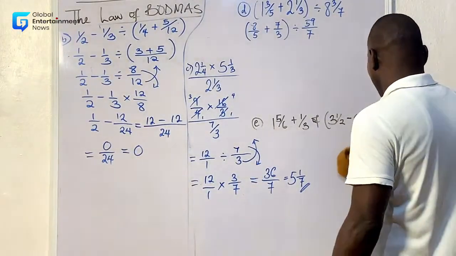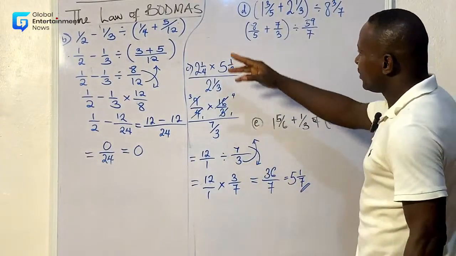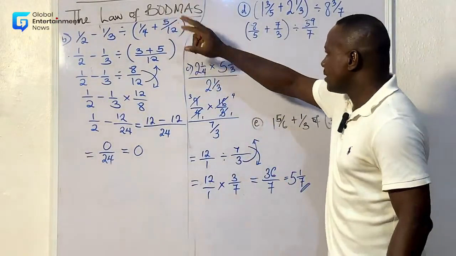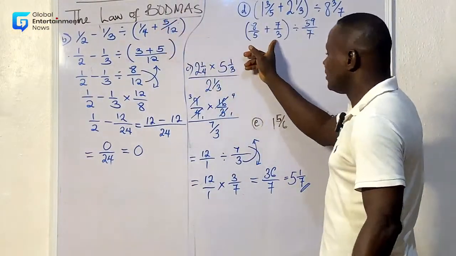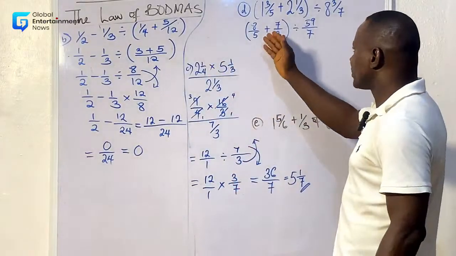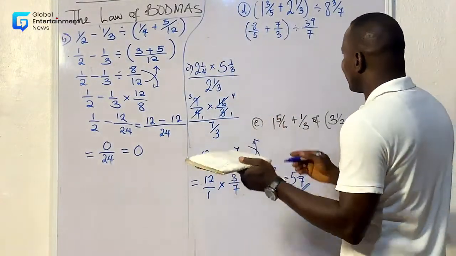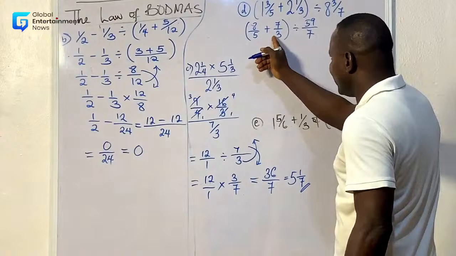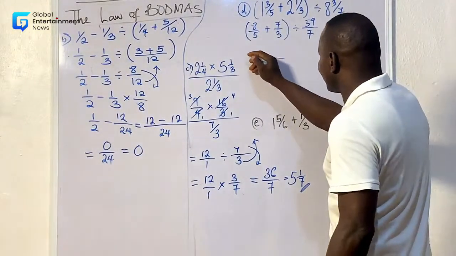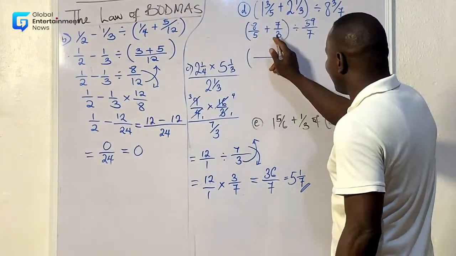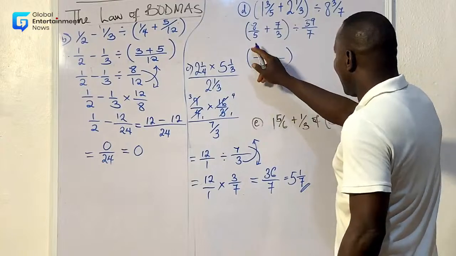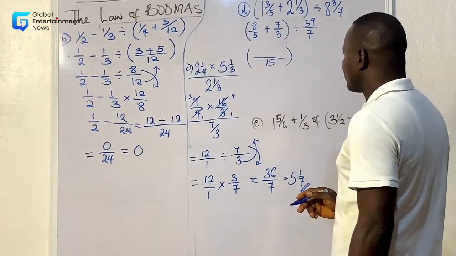Now, following the operation BODMAS, do we have a bracket here? Yes, we have a bracket. So let's deal with what is inside the bracket first. In the bracket, we find the LCM of the denominators. What is the LCM of 5 and 3? It is 15.